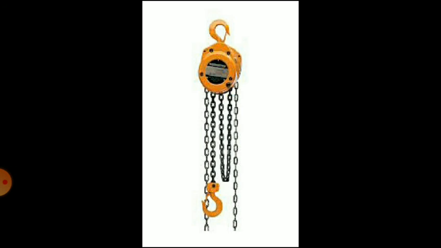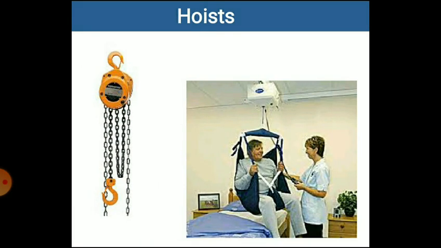So this is a diagram of a hoist. It can be used to raise and lower loads only. That is a vertical movement. You can see another diagram of a hoist.